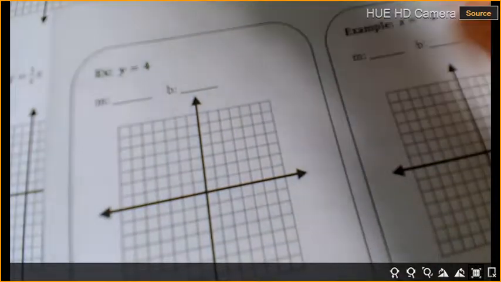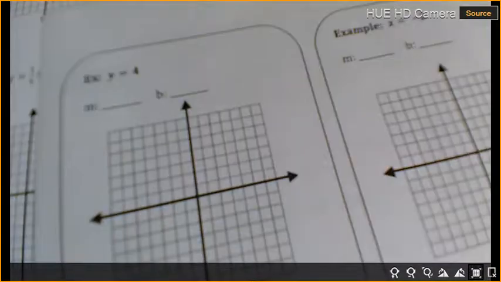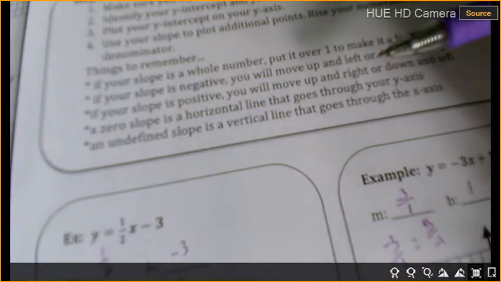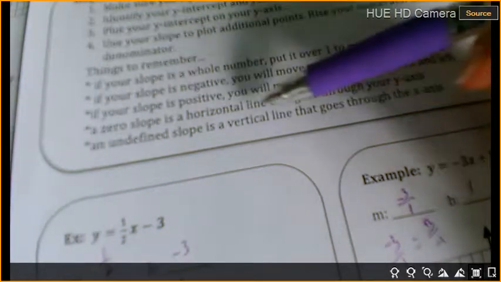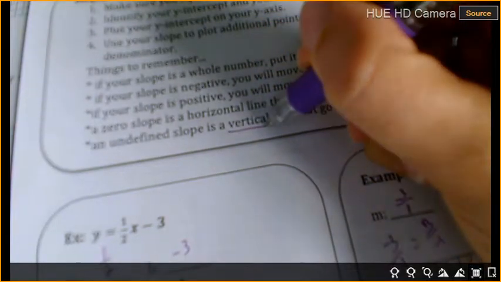What is the slope of y equals 4? Okay, let's go back. Let's go back. We're going to look under things to remember. A zero slope is a horizontal line, and an undefined slope is a vertical line.